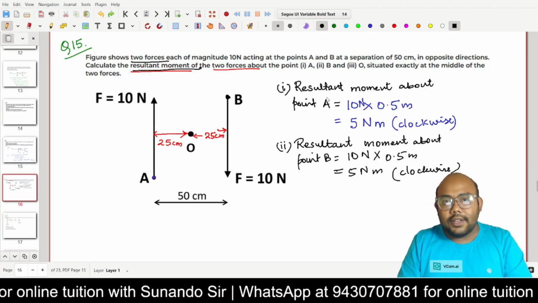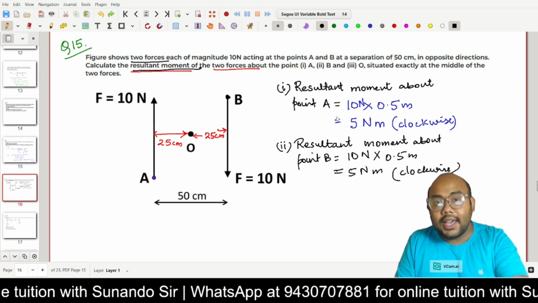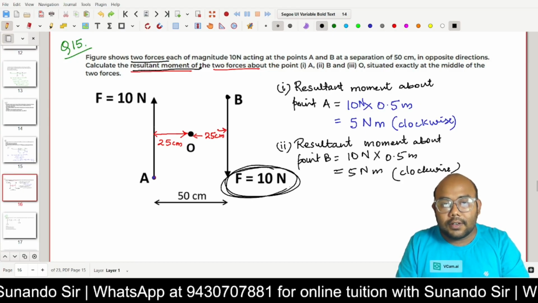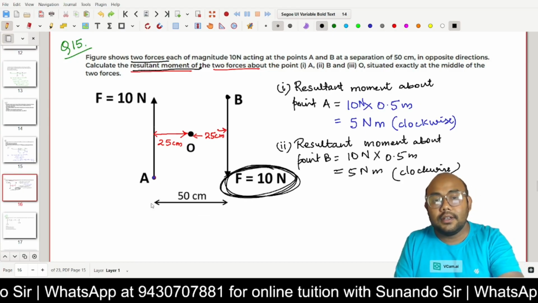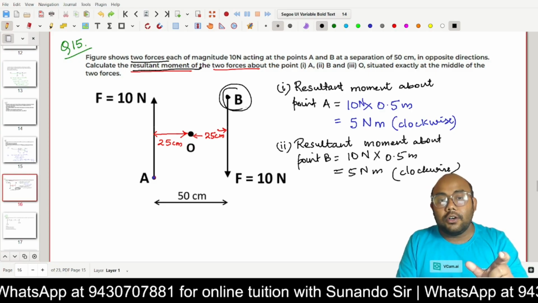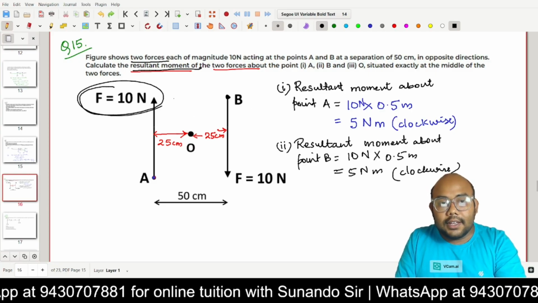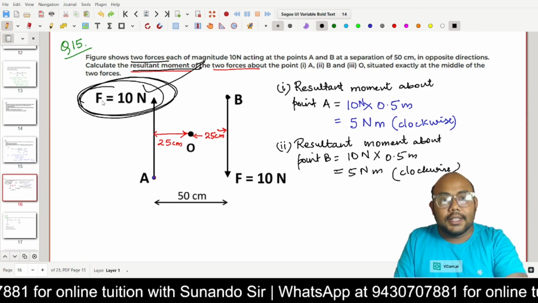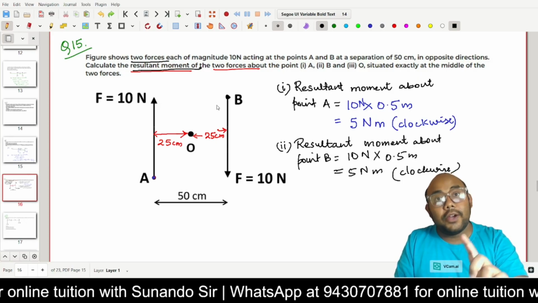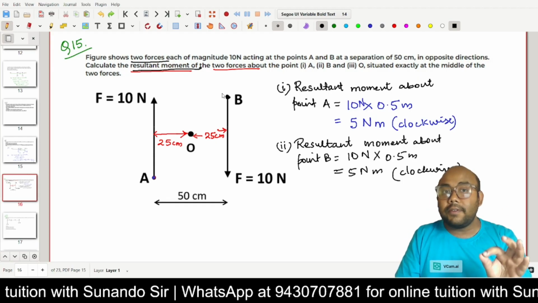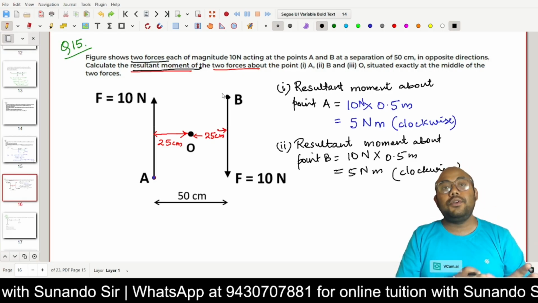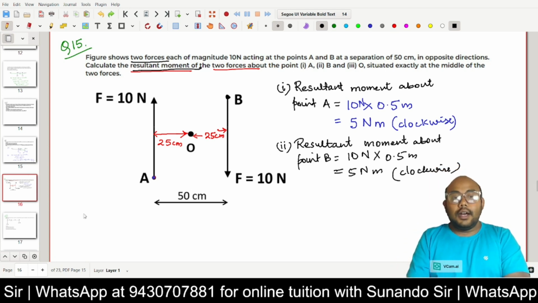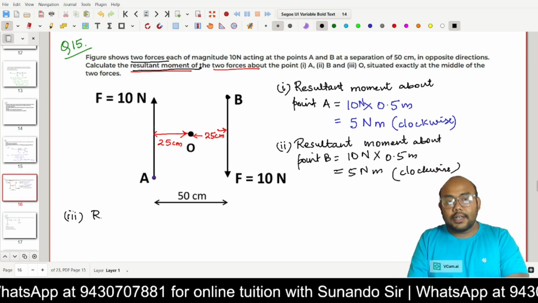But see the difference: when we are talking about point A, the 10 Newton which was causing moment was this 10 Newton, which was at a distance of 50 centimeter. But when we are talking about the moment about point B, then we are taking this force which is producing the clockwise moment about point B, because this force is at a distance of 50 centimeter from point B. So conceptually you need to be very clear which force is producing the moment about point A and point B respectively.